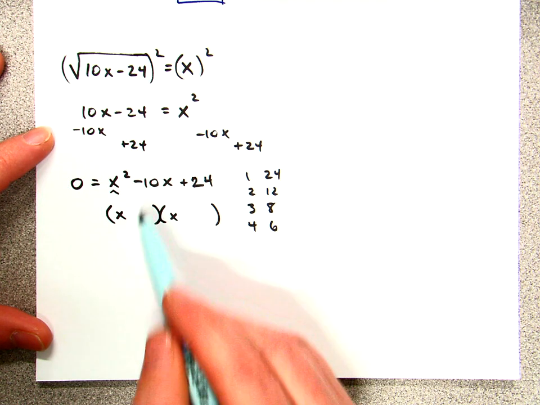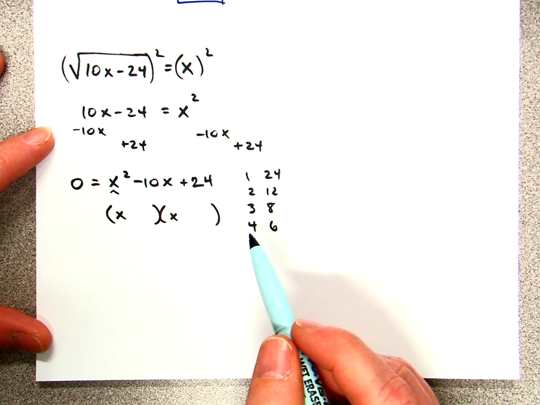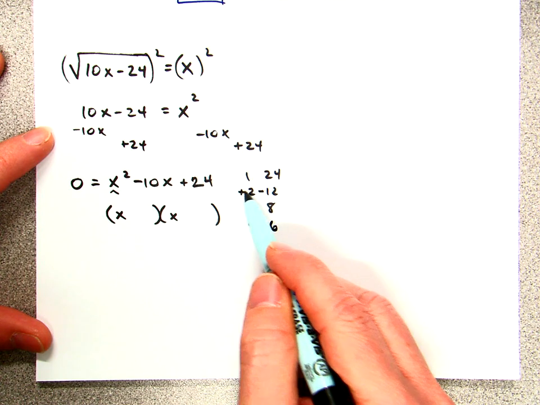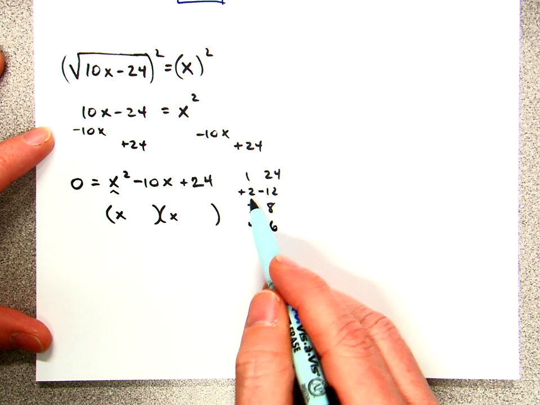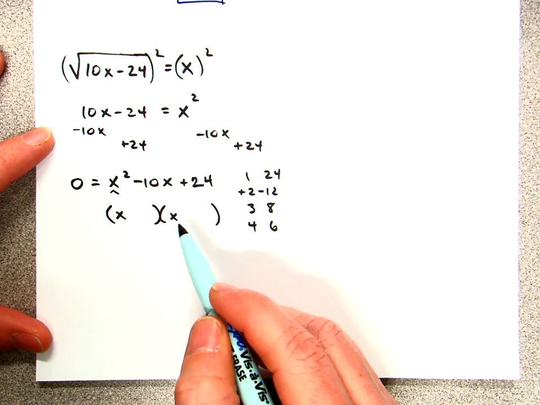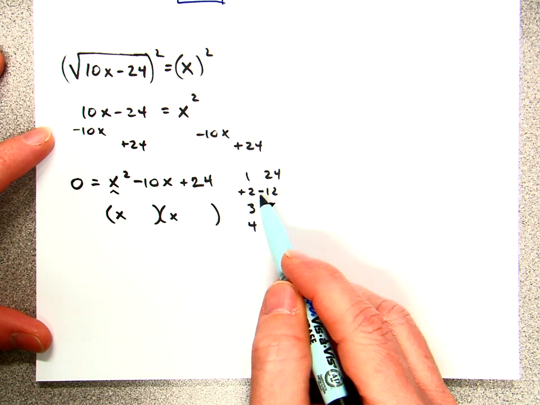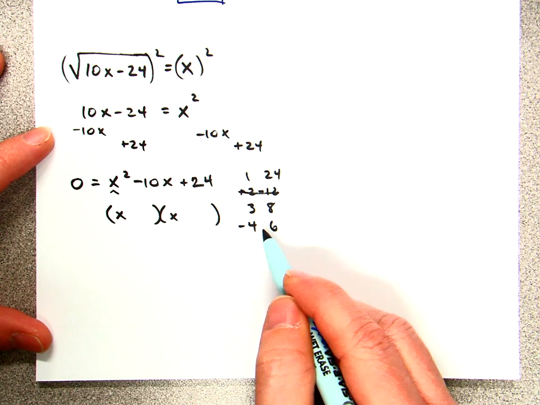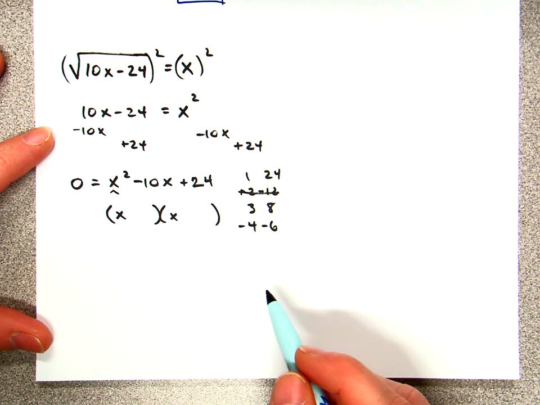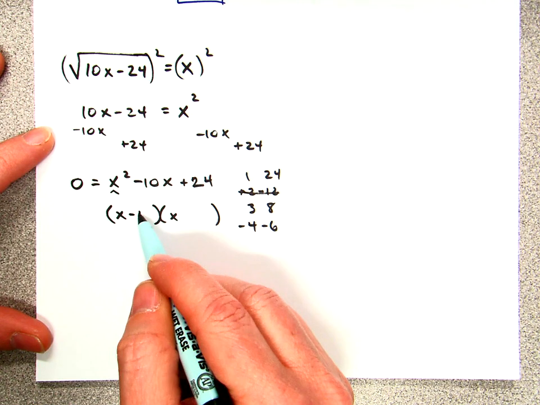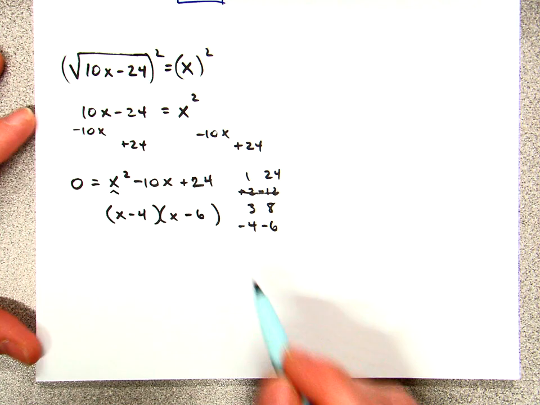I just need them to add to negative 10. Now I can make negative 10 from negative 12 plus 2, right? But remember, they also have to multiply to make 24. And a positive times a negative would make a negative 24, so that can't be it. But I can do negative 6 and negative 4, because negative times negative makes a positive. So this is going to be negative 4, negative 6.